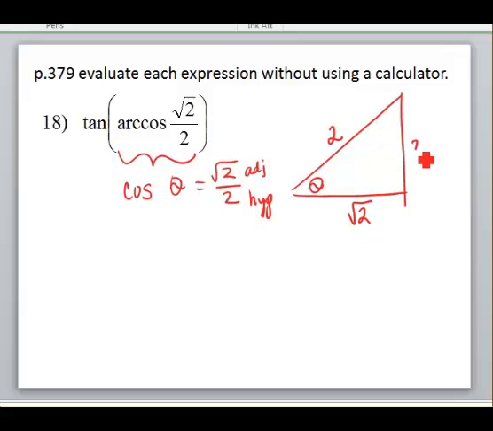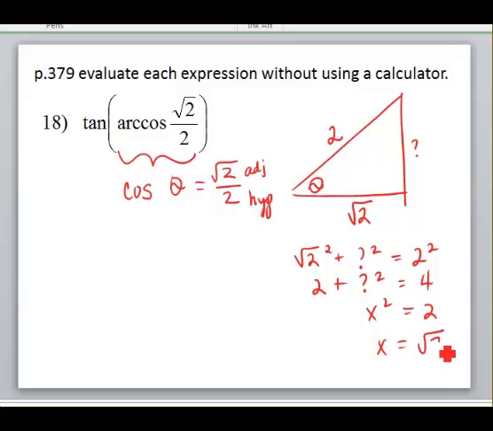I don't know what this side is until I use Pythagorean theorem. Square root of 2 squared plus question mark squared equals 2 squared. So I get 2 plus question mark squared equals 4. So I'll just start calling that x. x squared equals 2, and I'll square root both sides, and I get square root of 2. So this is the square root of 2.